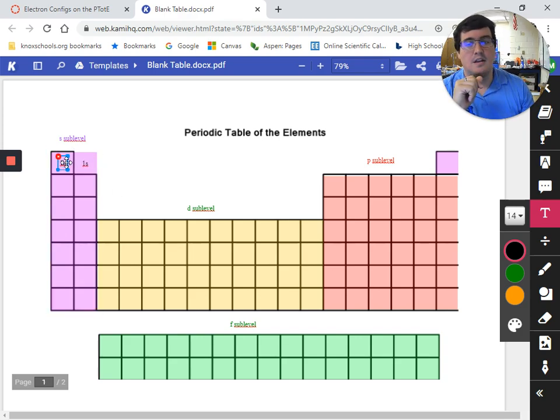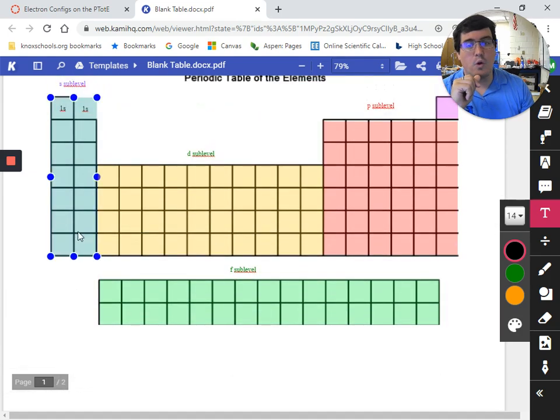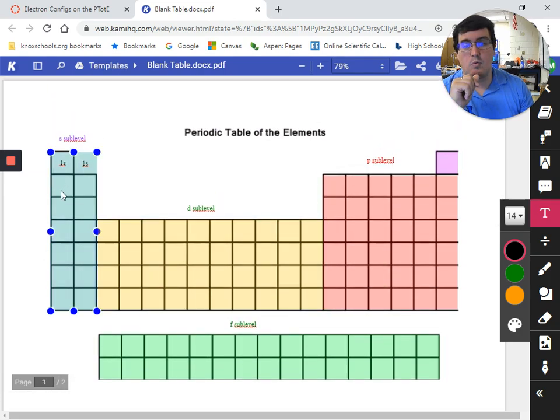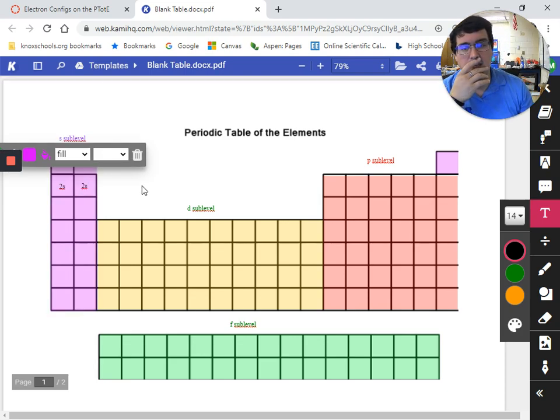After 1S, the next element is element number 3, which is this block right here. It's lithium. So what does lithium have to end with? Well, it's still in the S block, but now we filled up 1S, so the next row is going to be 2S. So that one's a 2S, and the next one's a 2S. It's kind of neat.